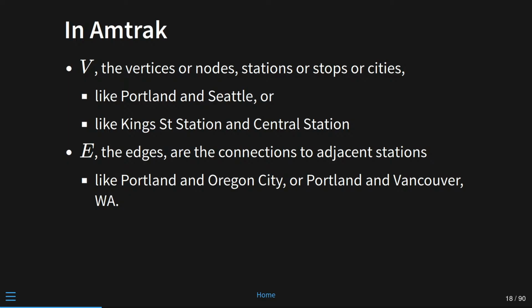Okay? What are the edges? The edges are the connections. Now, I'm going to make a simplifying assumption. It is in fact true. You can take Amtrak from Portland all the way to Salem. I'm not going to regard that as an edge. I'm going to think of today only what I'm going to call the atomic edges, which is edges with no stops. So I view there as being an edge from Portland to Tigard and from Tigard to Wilsonville, but I do not view there being an edge from Portland to Wilsonville.